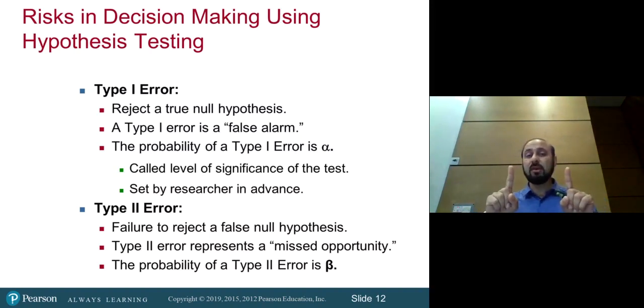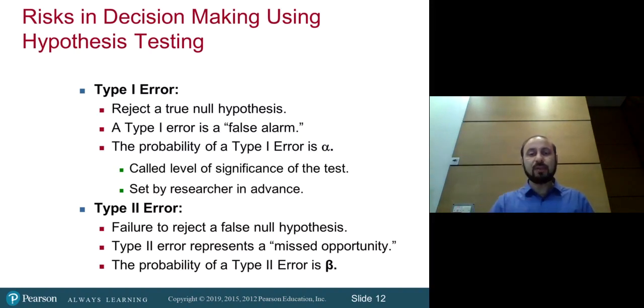But a very important point for you to understand: sometimes in hypothesis testing you may encounter error, and there are two possibilities of having error: type 1 error and type 2 error. We need to understand very clearly what is type 1 error and what is type 2 error. Remember, type 1 error is when you reject a true null hypothesis. A true null hypothesis should be accepted. If you reject it, you encounter type 1 error. And this is a false alarm. It's not a right decision.